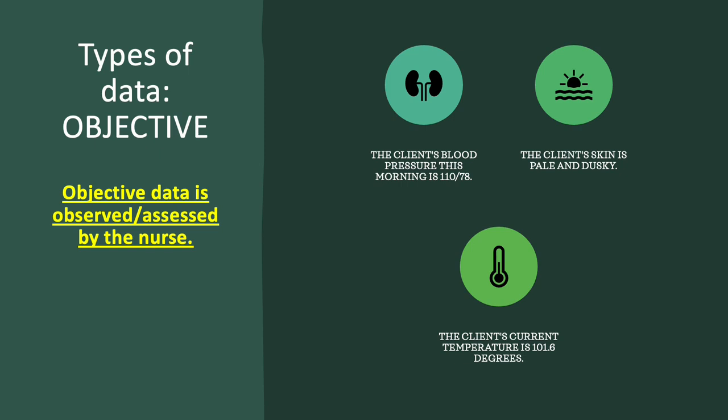Now, if I say patient is staggering, that is objective data. I am visualizing a patient staggering. That is collective data. Please understand. So, client's blood pressure this morning is 110 over 78. Objective. Client's skin is pale and dusky. I'm visualizing that. I'm a nursing professional. I know what pale and dusky means. Done.